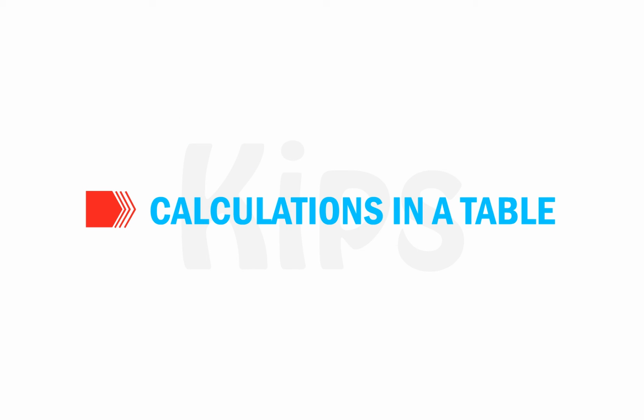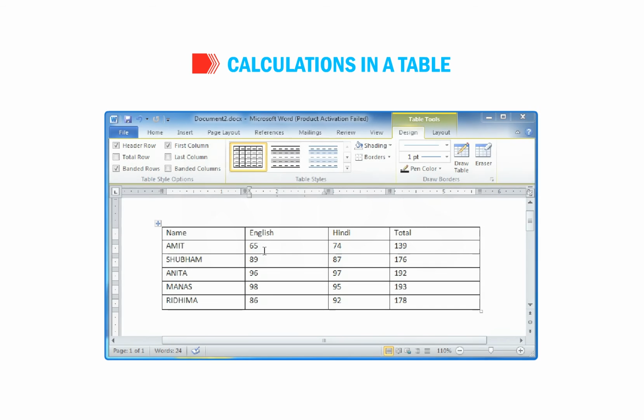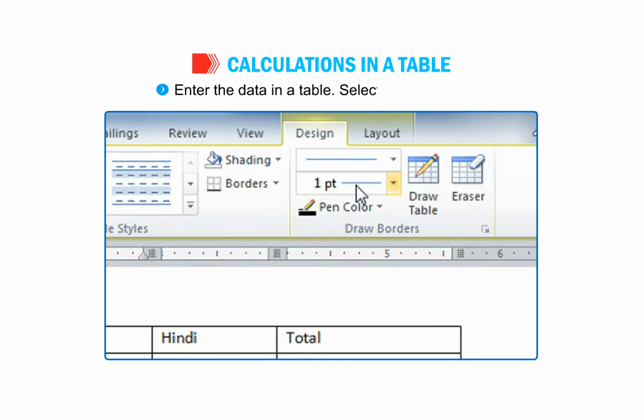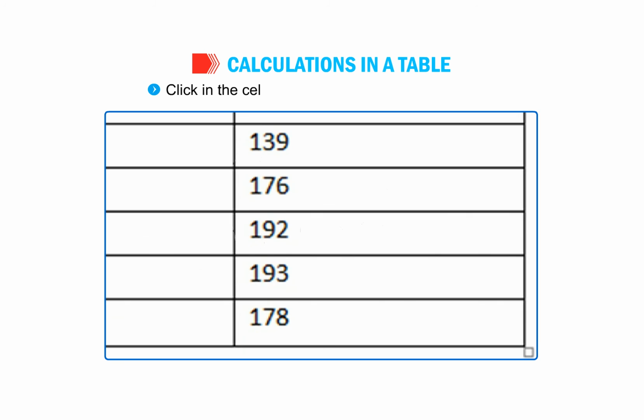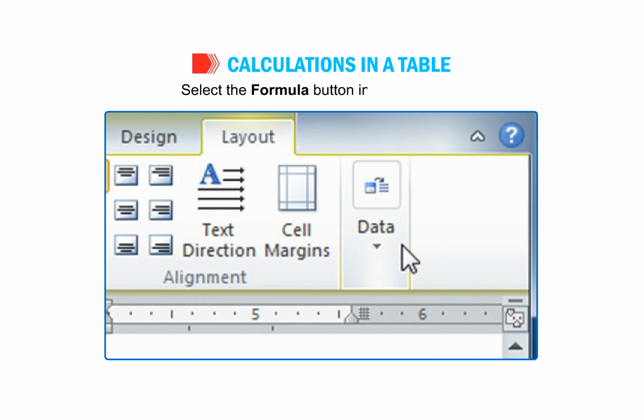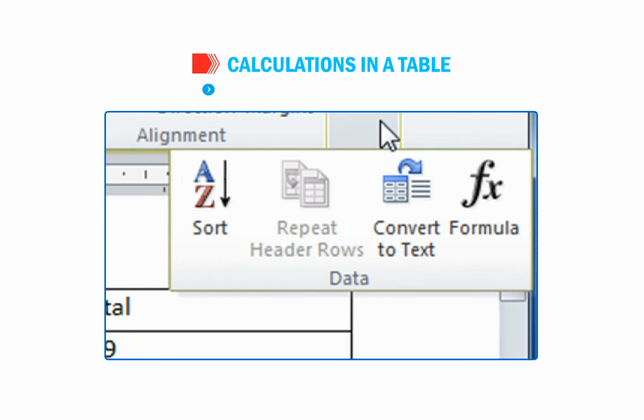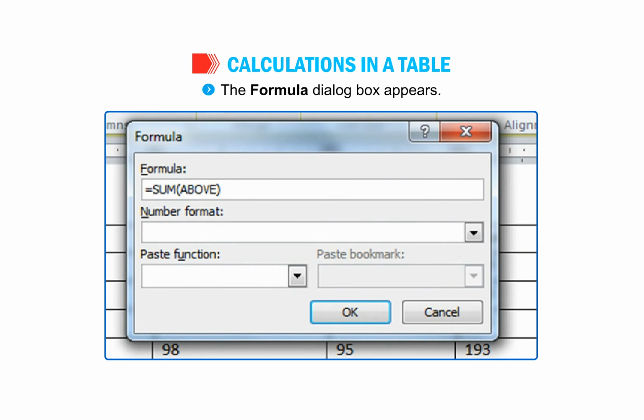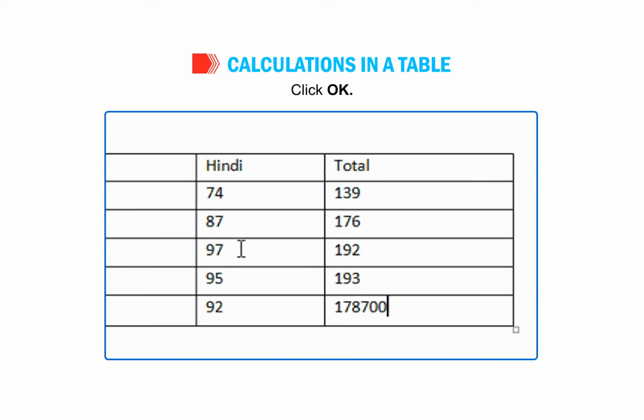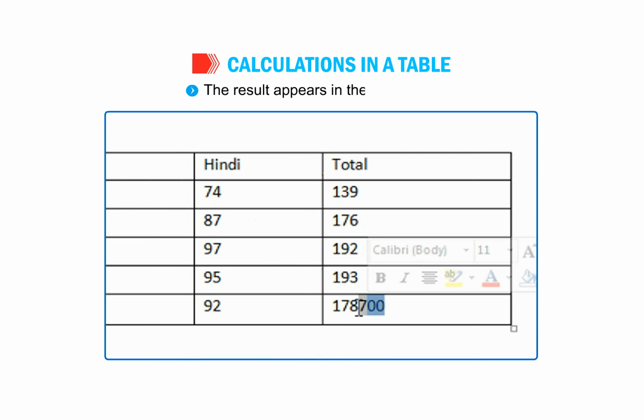Now let us talk about calculations in a table. You can perform calculations on the numeric data entered in a table. Enter the data in a table, select the Layout tab. Click in the cell where the result is to be displayed. Select the Formula button in the Data group. The Formula dialog box appears. Note that the sum formula is already displayed. Click OK. The result appears in the selected cell.